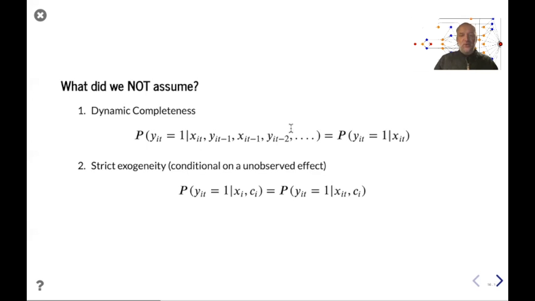So here's another assumption that's less restrictive. It's called dynamic completeness. Basically it says, if you have the probability for y conditional on x and the past, then everything in the past is irrelevant once you have conditioned on the current value of the explanatory variables. In other words, the current value of the explanatory variables is a sufficient statistic for the entire past. Now, this does not rule out that lags of the explanatory variables or the dependent variable can be part of x.